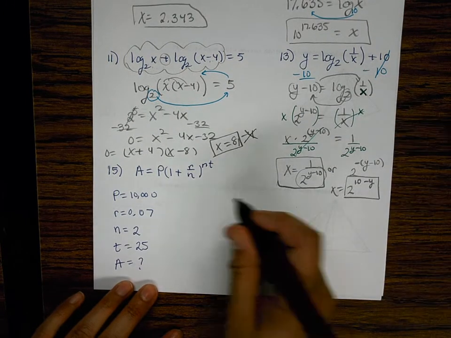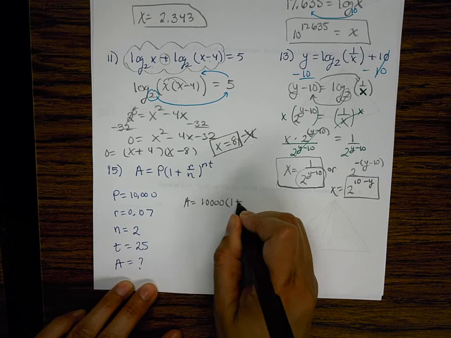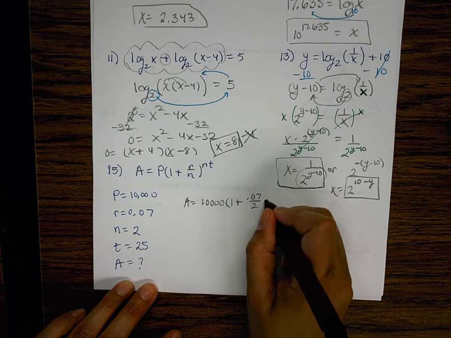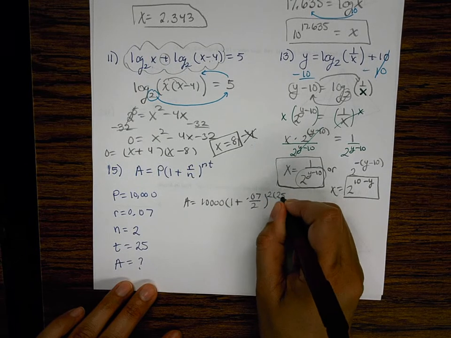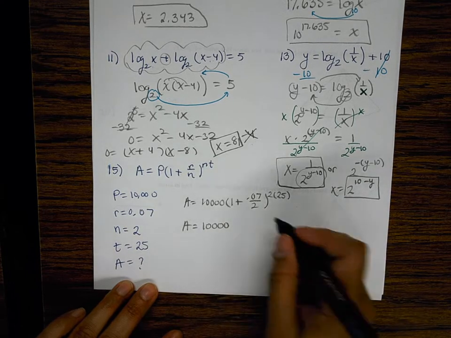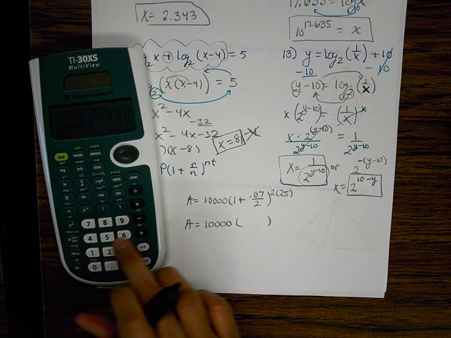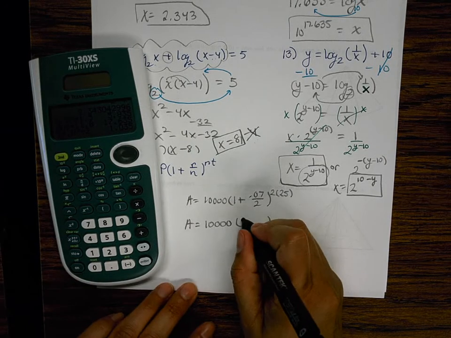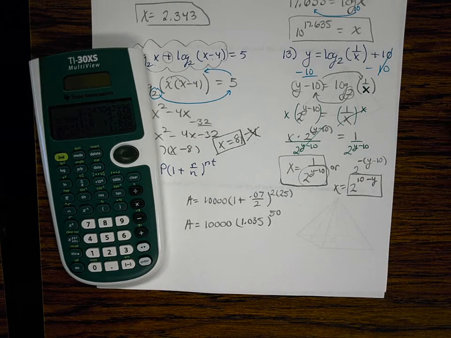Okay, so let's plug everything in. A equals 10,000 times (1 plus the rate, 0.07, over N, which is 2) raised to the N times T, so raised to the 2 times 25. Go ahead and plug that in your calculator. 1 plus 0.07 divided by 2. You should end up with 1.035, raised to the 2 times 25, which is 50.